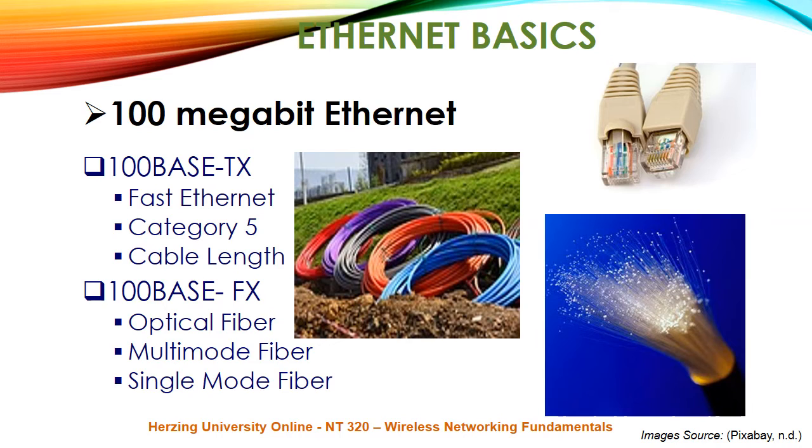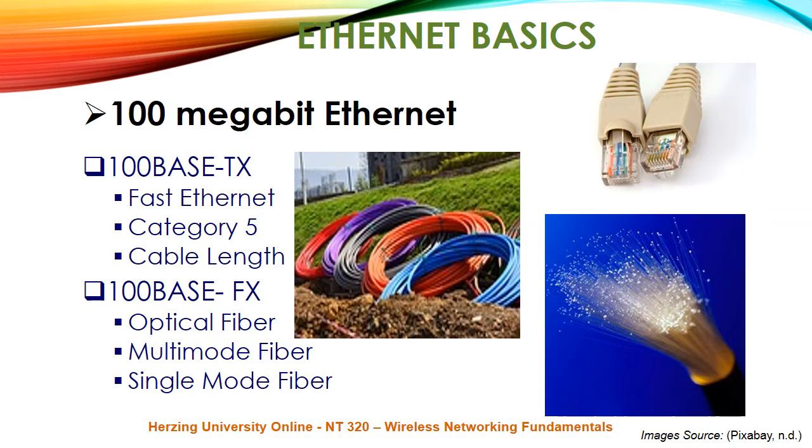Although we were introduced to 10 megabits, it was not enough. We needed more, and so we moved up to 100 megabits Ethernet. One of the most popular standards was 100 base TX. We also call that fast Ethernet. Nowadays, 100 megabit is not the fastest that you will get, but at the time, that was a 10 times increase in speed. We went from 10 megabits to 100 megabits.